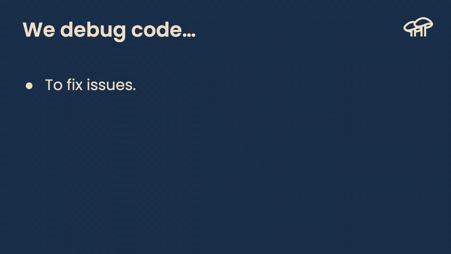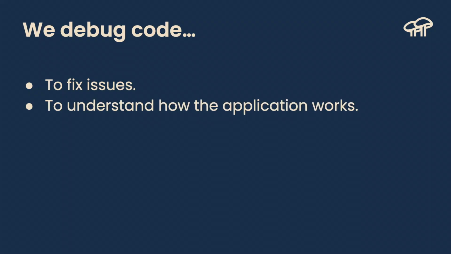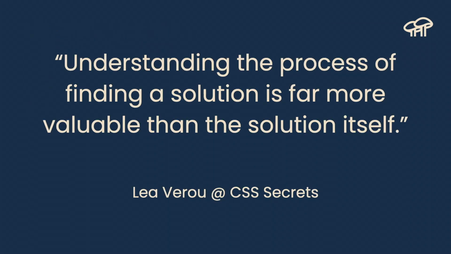We debug code, one, to fix issues. This is the most common reason. And second, to understand how the application works. This is an important technique because if you are introduced to a project that you don't know much about, by using debuggers and knowing the techniques that we are going to cover today, you can have a sense of what the issue is and how to fix it.